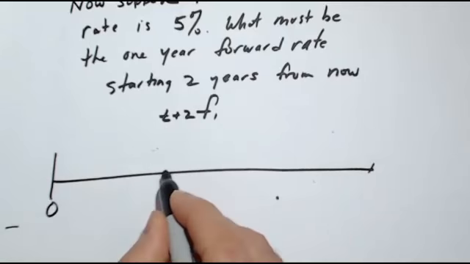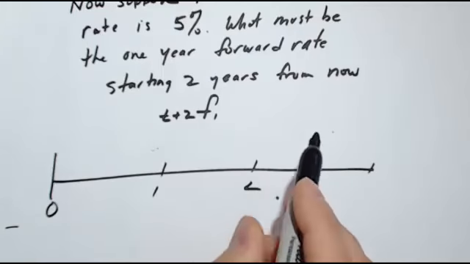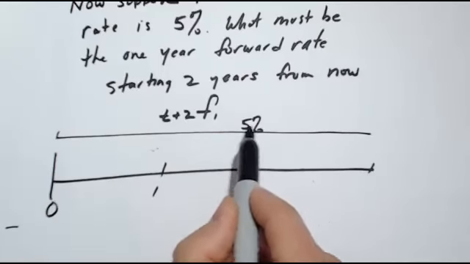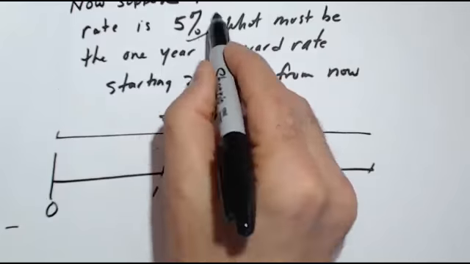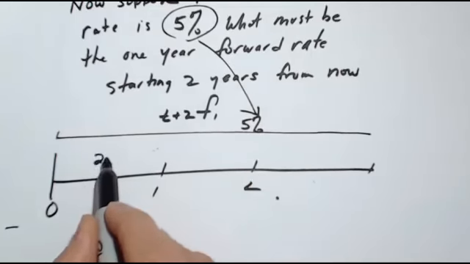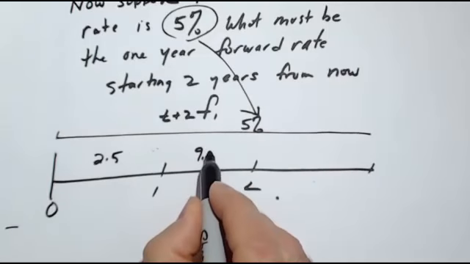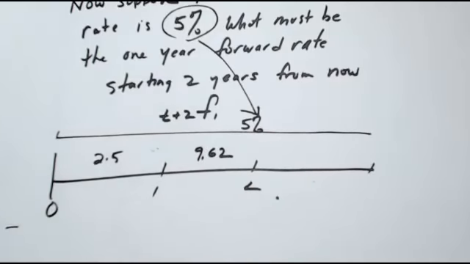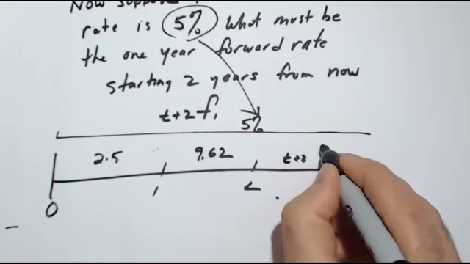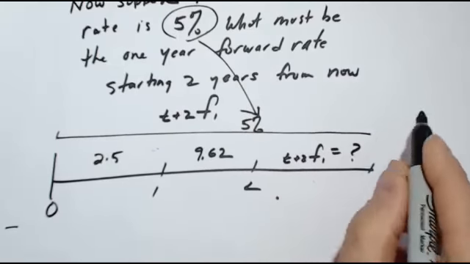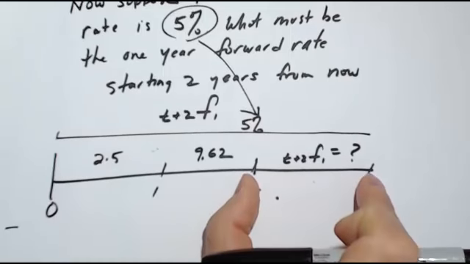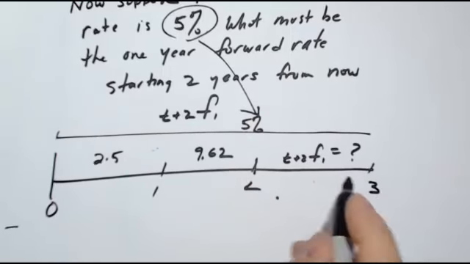Okay, here we go. This is 5%. 5% per year, as I just wrote. We know that this is 2.5%, and we know that this is 9.62%. We just figured it out. So now, what is T plus 2 F1? That is the forward rate that starts 2 years from now, right at this point, and covers this 1 year period.